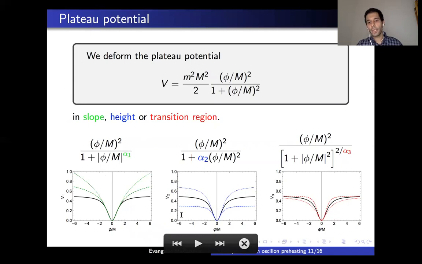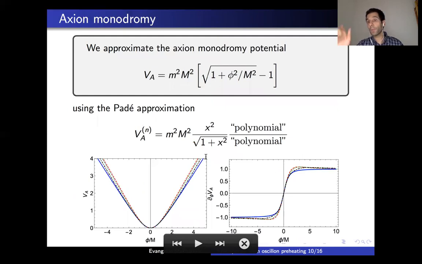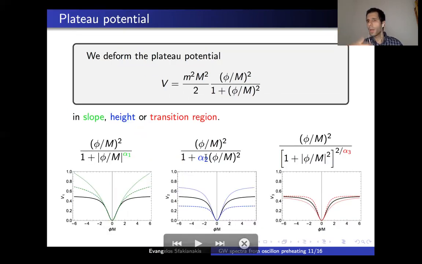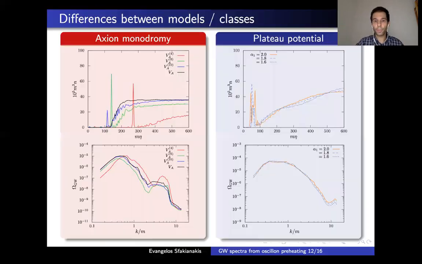We can change the height of the plateau by introducing this parameter alpha 2, or we can change the transitional period between the quadratic potential and the plateau by this parameter alpha 3 here. So there are 3 different deformations of the same potential. So now the question arises, we have this essentially one family with 3 parameters and another family with 1 parameter, being this polynomial degree. How does playing with these parameters change Oscillon formation and gravitational wave emission?